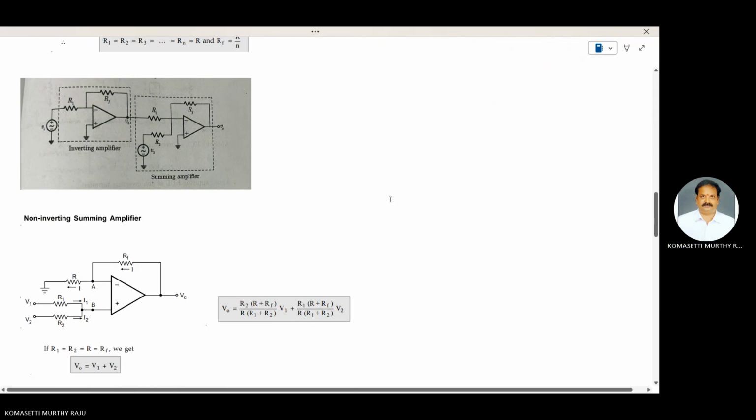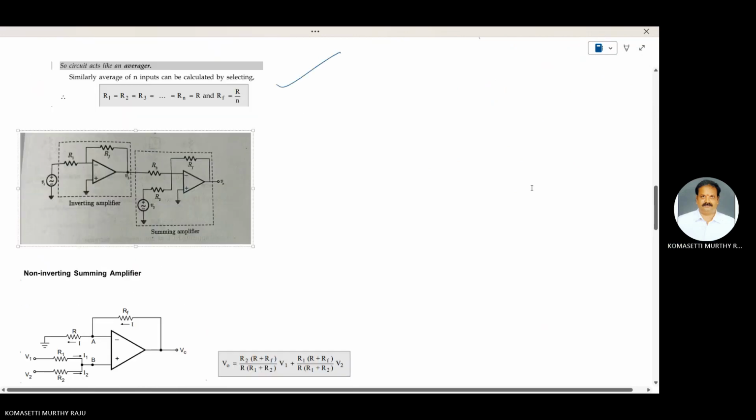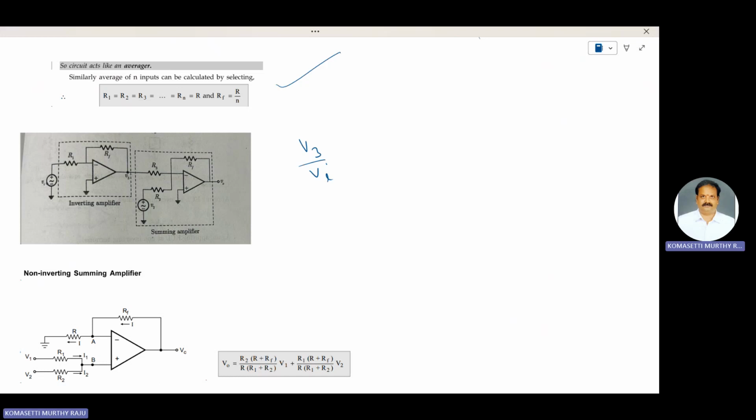Coming to the circuit, first stage is inverting amplifier. Second stage is summing amplifier. In case of inverting amplifier, gain V3 by Vi, or V3 by V1, is equal to minus Rf by R1. Therefore, V3 is equal to minus Rf by R1 into Vi.